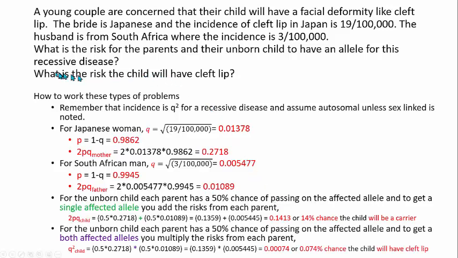We're going to repeat the process for the second question, which is what is the risk the child will have a cleft lip? And that would be doing exactly the same thing, except to be a child with cleft lip, they must have both an allele from their mother and an allele from their father. Therefore, we must multiply the 2 frequencies and then multiply by 1/2 as well. So this is 1/2 the mother's frequency times the father's frequency times 1/2, which gives us a 0.074% chance that the child will have cleft lip.